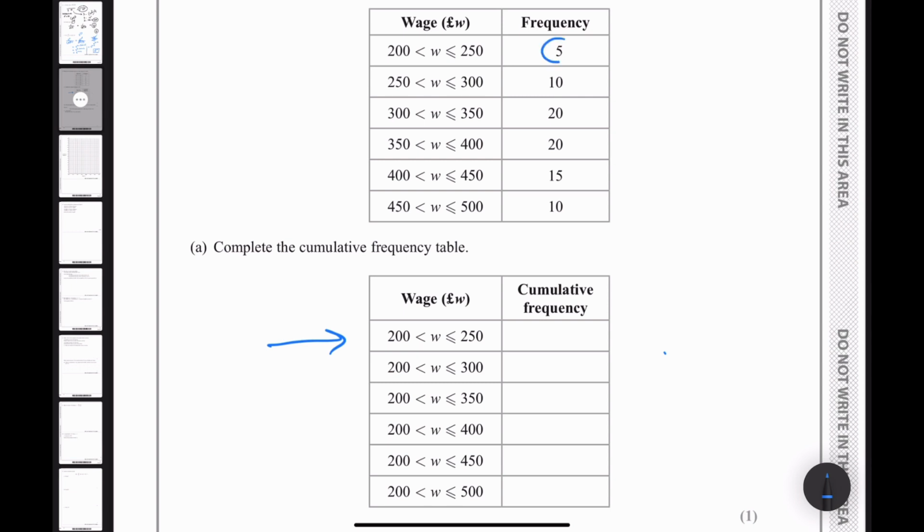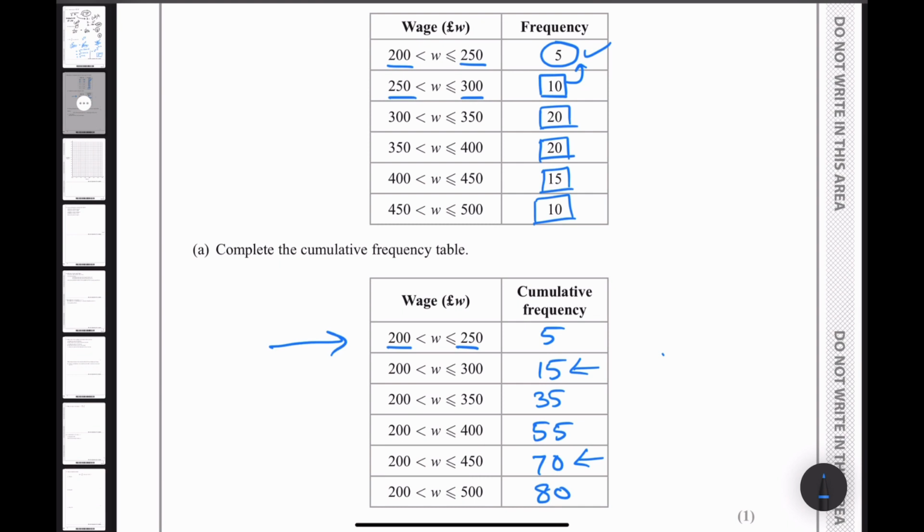For example, over here from 200 to 250 there are 5 people. So over here 200 to 250 will write 5 as it is. Then from 250 to 300 there are 10 people. Now you can do 10 plus 5. So 10 plus 5 will make it 15. I'll write 15 here. Then the next number is 20. Now 20 plus 15, that'll become 35. Then comes another 20. So 20 plus 35, that'll become 55. We'll write 55 here. And then we have 15. 15 plus 55, it'll become 70. We'll write 70 here.